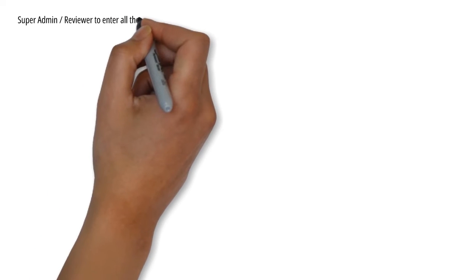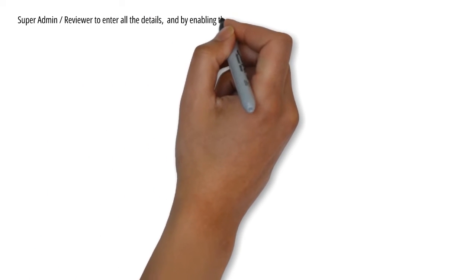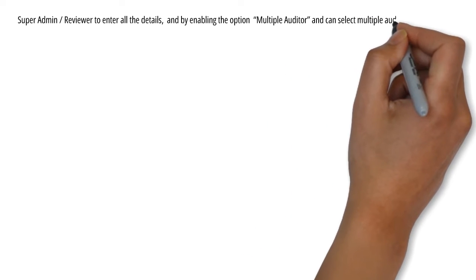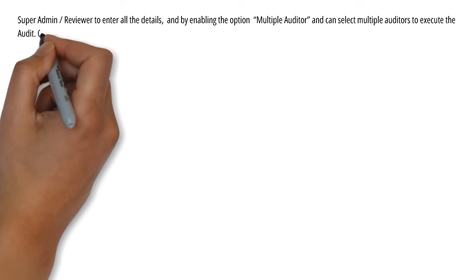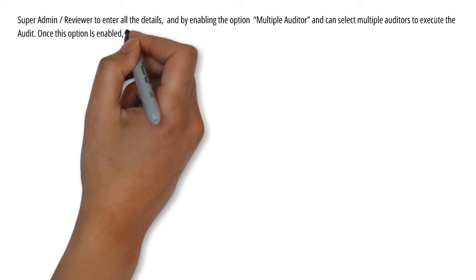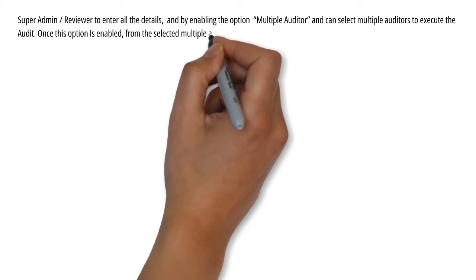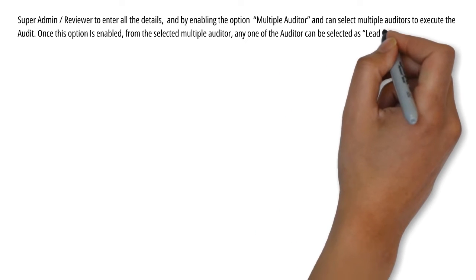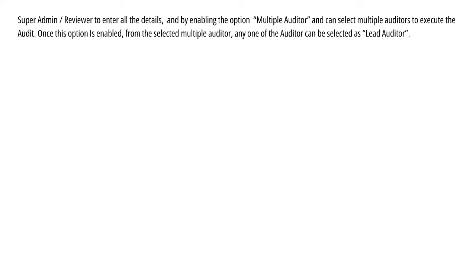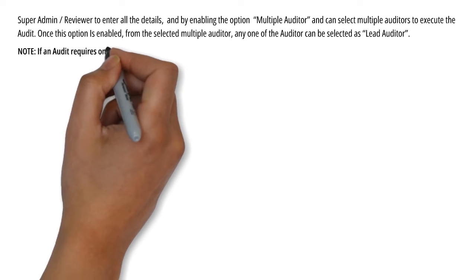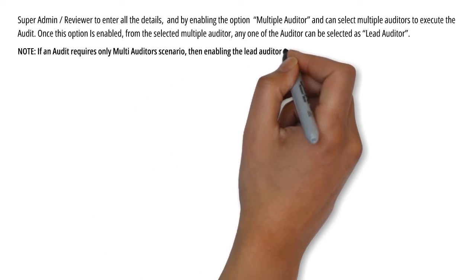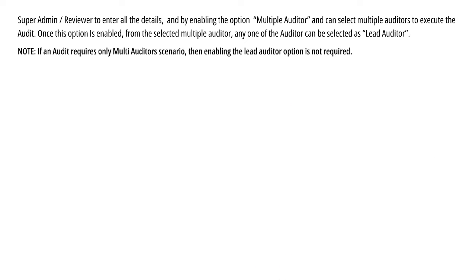Superadmin/reviewer to enter all the details, and by enabling the option Multiple Auditor, can select multiple auditors to execute the audit. Once this option is enabled, from the selected multiple auditors, any one of the auditors can be selected as lead auditor. Note, if an audit requires only a multi-auditor scenario, then enabling the lead auditor option is not required.